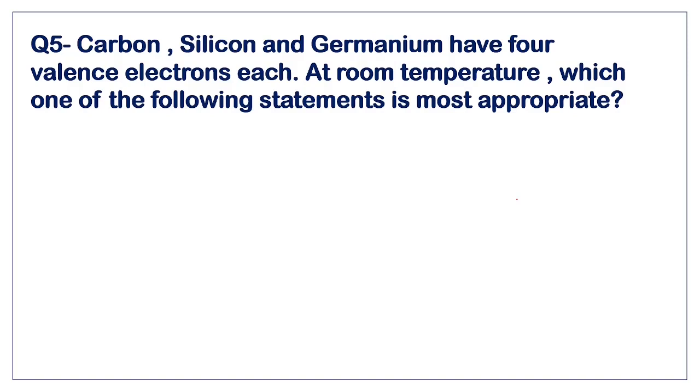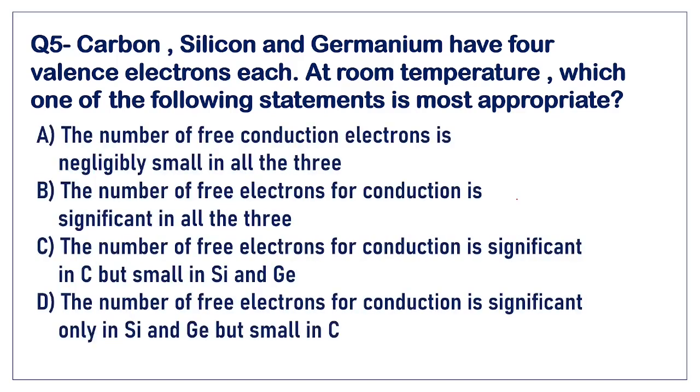Question number 5. Carbon, silicon, and germanium have 4 valence electrons each. At room temperature, which one of the following statements is most appropriate? That is, which one of the following statements is correct? So the statements are: A, the number of free conduction electrons is negligibly small in all the 3. B, the number of free electrons for conduction is significant in all the 3. C, the number of free electrons for conduction is significant in carbon but small in silicon and germanium. D, the number of free electrons for conduction is significant only in silicon and germanium but small in carbon.